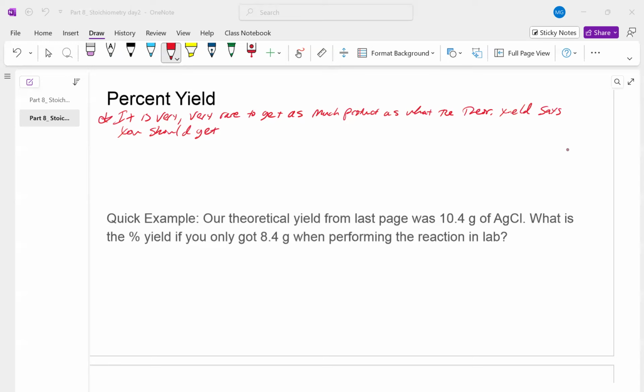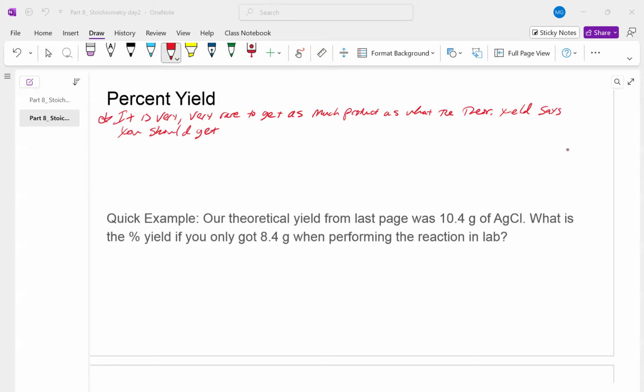Another major factor is just the nature of the reaction itself. Not every reaction goes to 100% completion. In fact, it's a rarity that, even if your technique was flawless, the reaction itself would make 100% yield. We'll go into why reactions don't work that way later, but that's kind of outside the scope of this lecture for now.